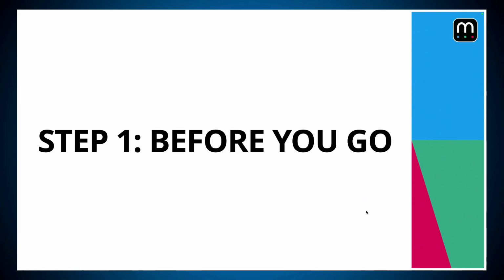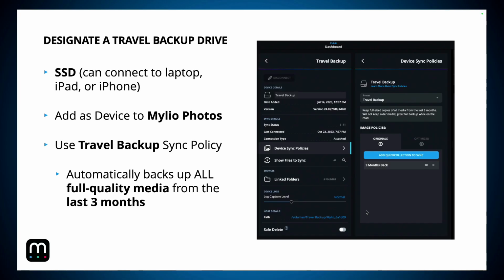So the first thing you want to do before you go is designate a travel backup. Typically, this is going to be a small SSD drive that you can connect to your laptop, iPad, or if you have a newer iPhone, like an iPhone 15 or 16, you can connect it there as well. You want to add the device to Mylio Photos, select the travel backup sync policy, and that will tell Mylio to automatically back up everything from the last 3 months to that little drive. And that means when you're traveling, you plug that drive in after you've imported your pictures, and Mylio will automatically back up those full quality media to that travel backup drive.